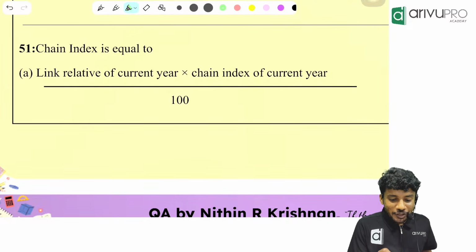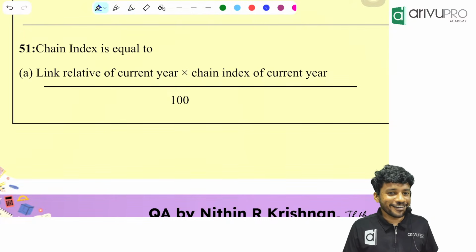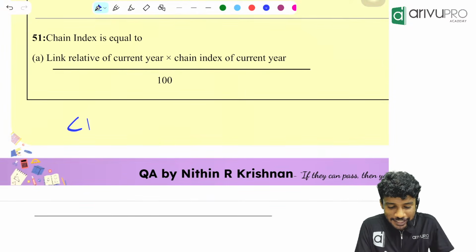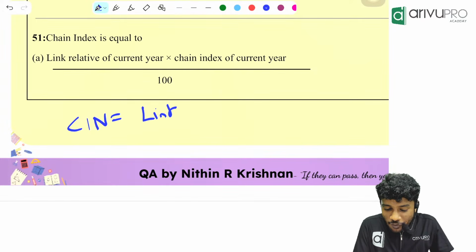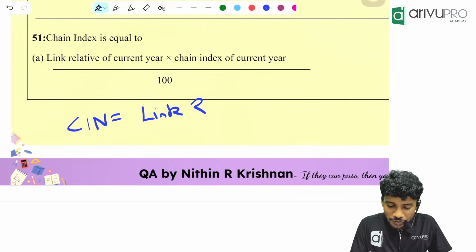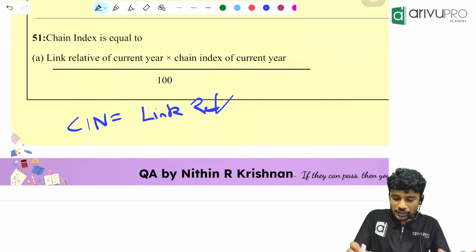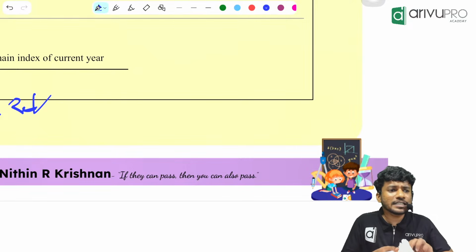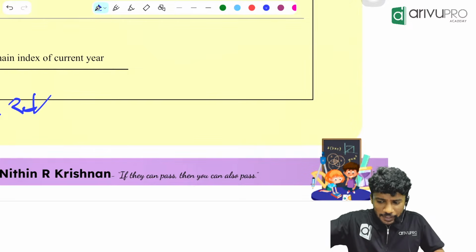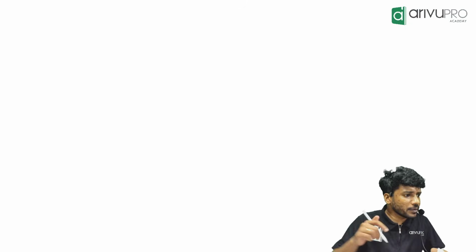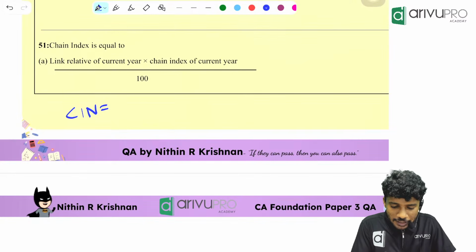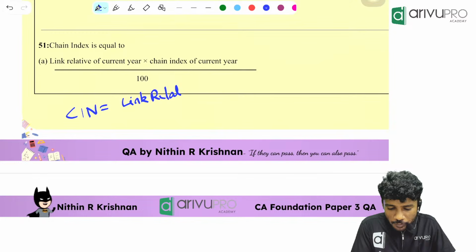What is the question? Chain index number is equal to what? We think, oh, such a big formula. But if you remember, we know what is chain index number. CIN is nothing but link relative of current year multiplied with CIN of the previous year divided by 100. Now check again. CIN is nothing but link relative of the current year.